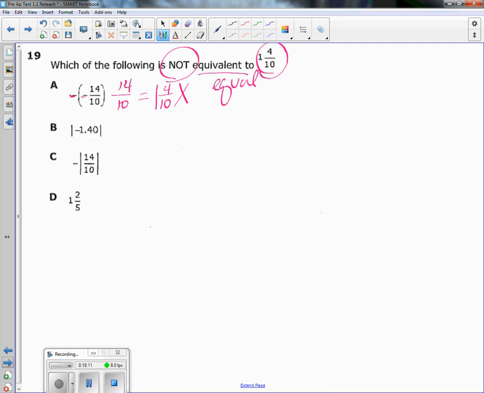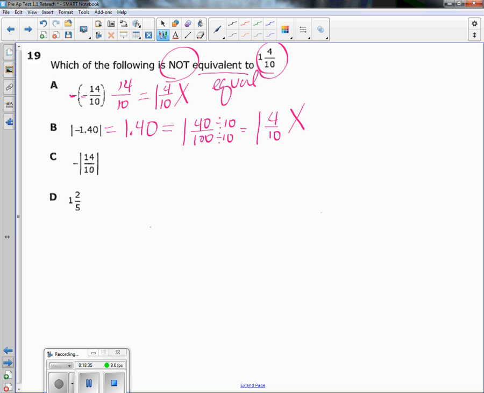Answer choice B, the absolute value of negative 1 and 40 hundredths. The absolute value is the distance from 0, not direction. So that becomes a positive 1 and 40 hundredths. If I make this into a fraction, we have a 1 and I put 40 over 100. If I simplify that by dividing by 10, I get 1 and 4/10. So that one does work again.